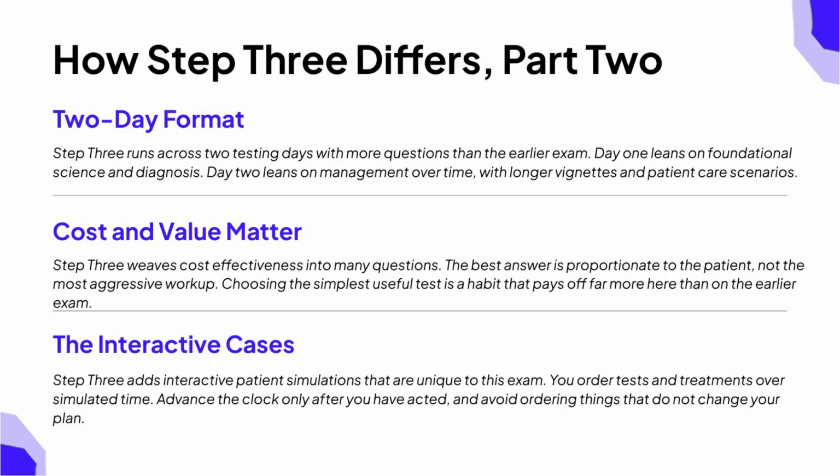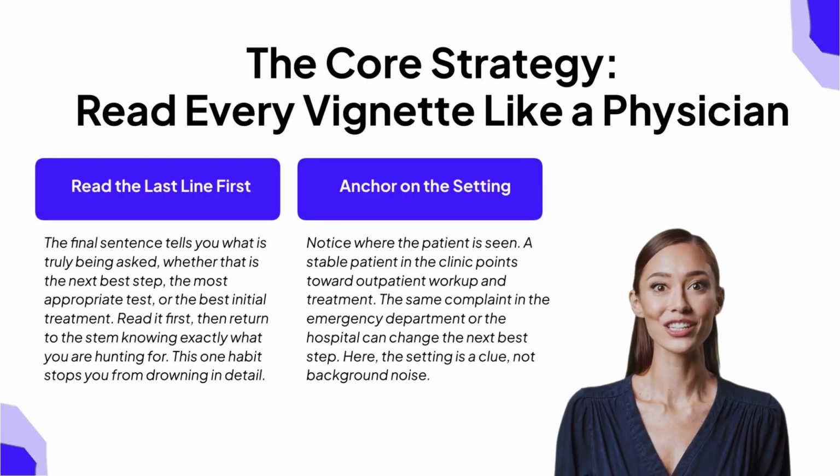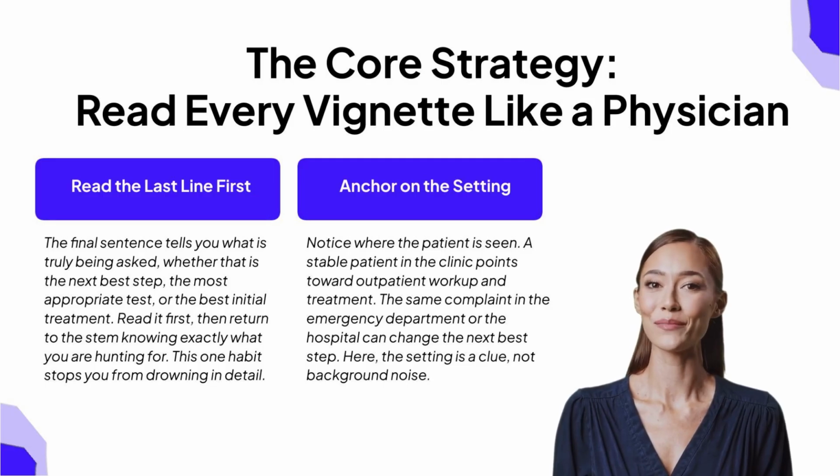A few more differences are worth knowing. Step 3 runs across 2 testing days. The first leans toward foundational science and diagnosis, the second toward management over time. Cost-effectiveness is woven throughout, so the best answer is proportionate to the patient, not the most aggressive workup. Step 3 also includes interactive patient simulations. In those, you order tests over simulated time, so act first, then advance the clock, and avoid anything that does not change your plan.